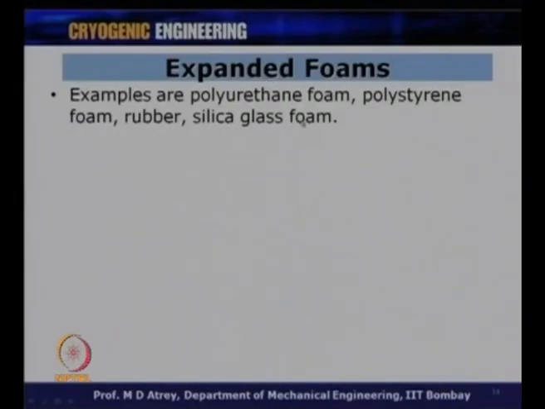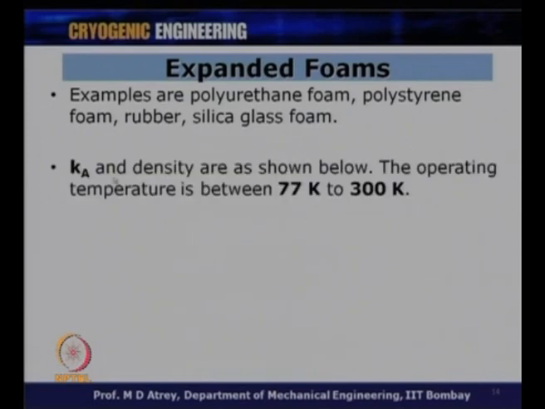So, going ahead, the examples are polyurethane foam, polystyrene foam, rubber, silica glass foams. There are various kinds of foam depending on the kind of material that is used and the kind of gas used in the formation of these foams. The apparent thermal conductivity Ka and density are as follows here. The operating temperatures are 77 Kelvin and 300 Kelvin.